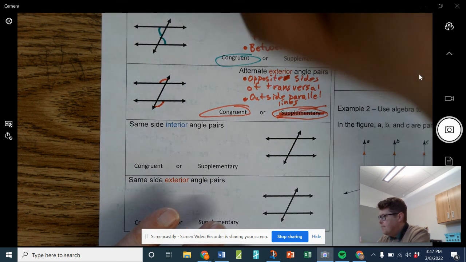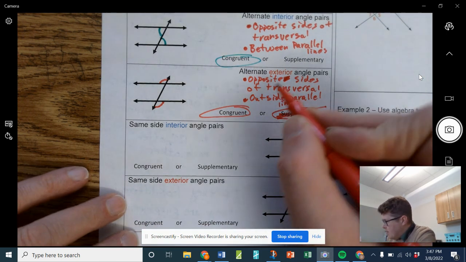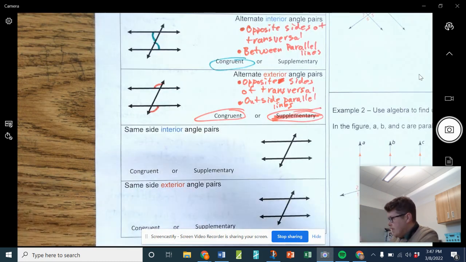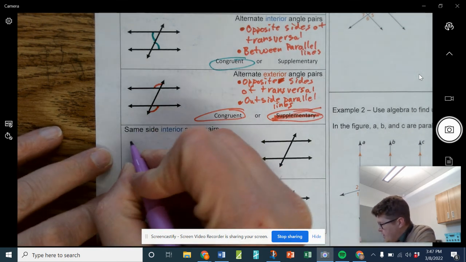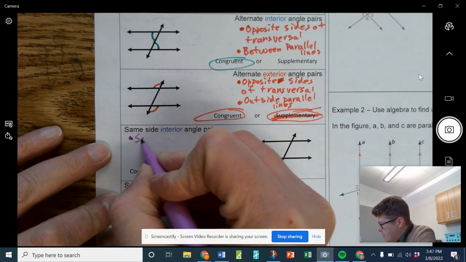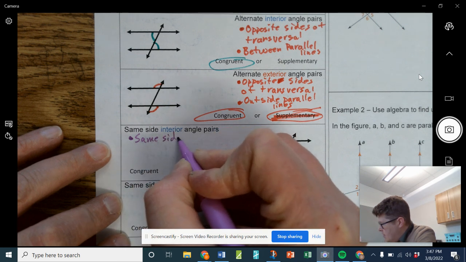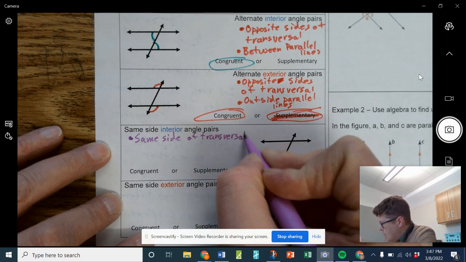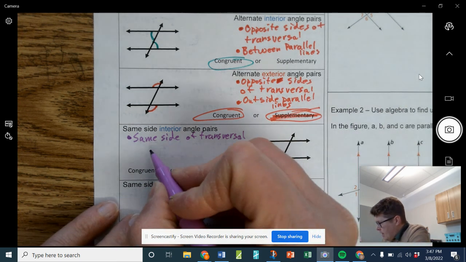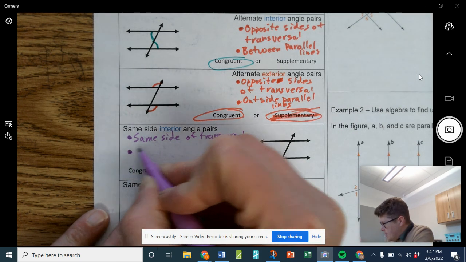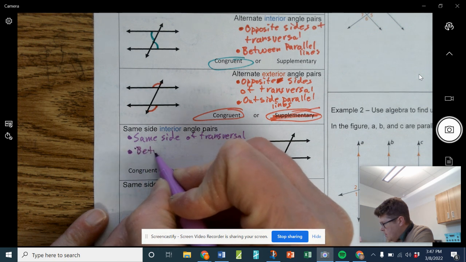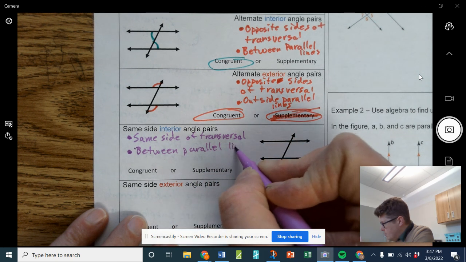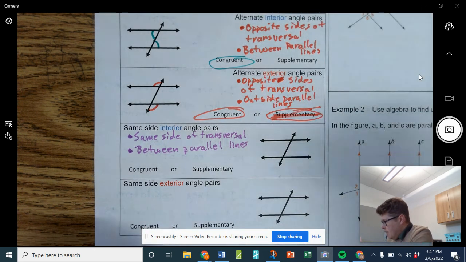So same side exterior, we break it down the same way, right? We talk about the bullet points right here, like the properties of them, okay? So same side interior, right? These are on the same side of the transversal, okay? And since they're interior, we know that's going to be inside or between the parallel lines. Okay. So same side of the transversal.